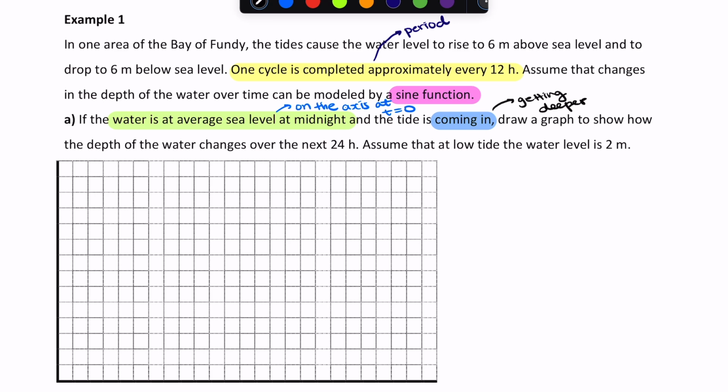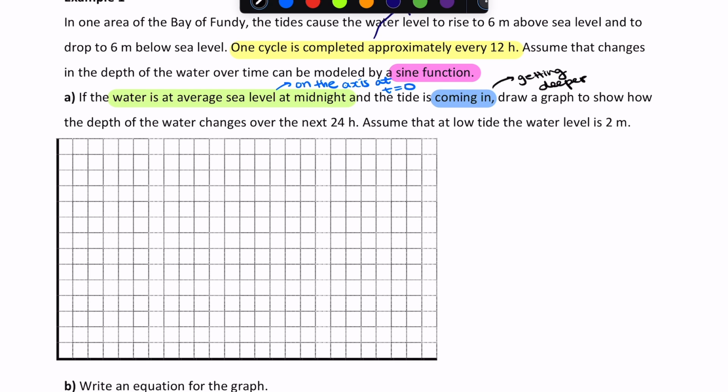Draw a graph to show how the depth of water changes over the next 24 hours. So again, 24 hours, one cycle is 12 hours, which means that the next 24 hours represents two cycles. And assume that at low tide, the water level is 2 meters.